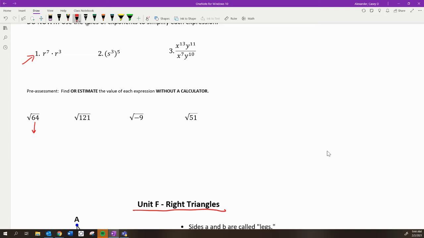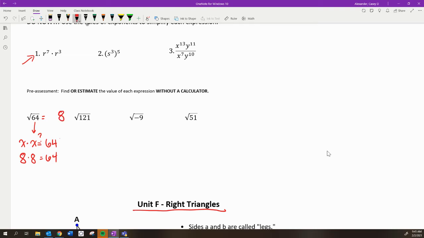So if I ask you, what is the square root of 64? What that is asking you is what number times the same number times itself equals 64, right? So the question is, what number times itself equals 64? And if you know your times tables, you know that that number is 8. Because 8 times 8 equals 64, then that means we could say the square root of 64 is 8.